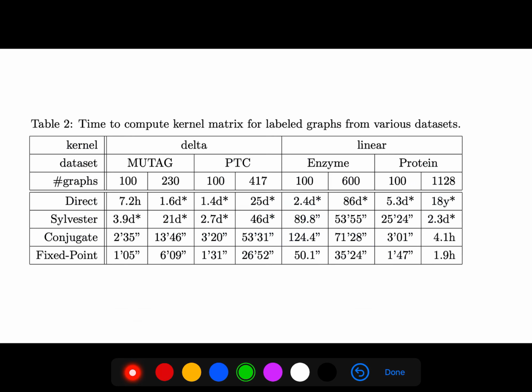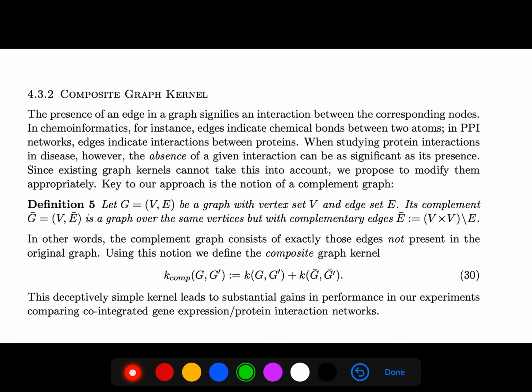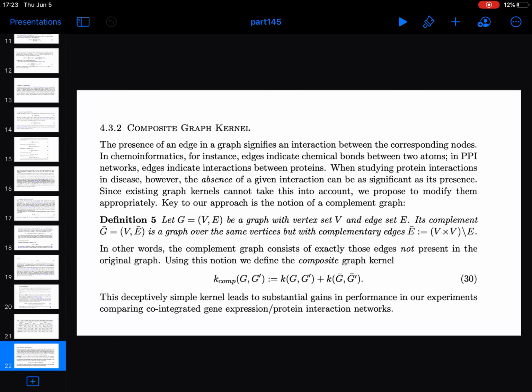So they did their computations on these data sets that we use for graph classification, enzyme, protein. And they use different kernels like delta kernel, linear, and the composite graph kernel. For example, if you have one kind of graph kernel and another one, you can just add them, and you create a composite graph kernel.